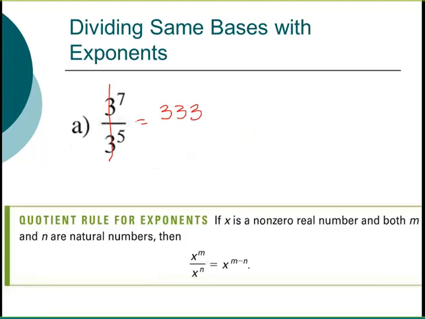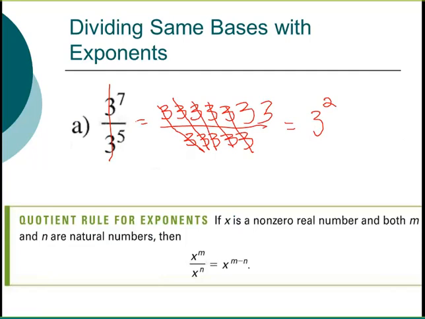So let's go ahead and write it out. 1, 2, 3, 4, 5, 6, 7 of them, and then 5 on the bottom. And then I would cancel them out this way. Cancel 1, 2, 3, 4, 5 of them, and so I'd be left with 3 to the 2nd because there's 2 3's up top. But the faster way is just to see that this is 3 to the 7th minus 5, and that gives you 3 to the 2nd, which is what we just had.